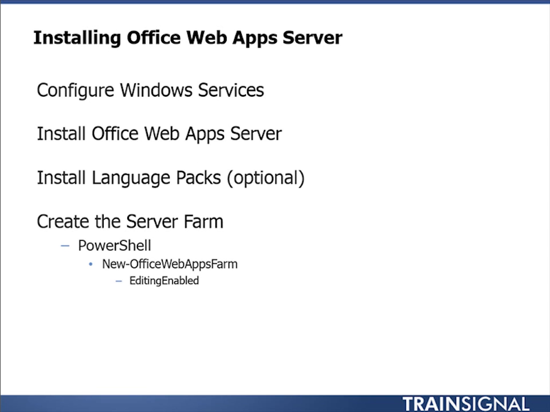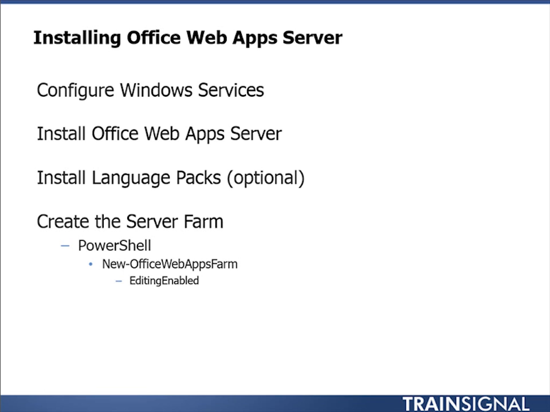And then we need to set up the server farm, and we're going to do this through PowerShell by calling the New-OfficeWebAppsFarm cmdlet. Now, if I want to enable editing, which is disabled by default, it's simply read-only, then what I need to do is specify the EditingEnabled switch when I make the call to New-OfficeWebAppsFarm.